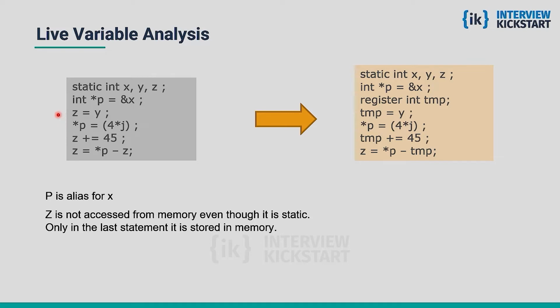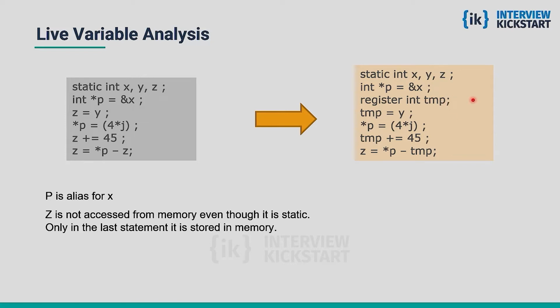You can see that z, which is a static variable, is frequently accessed. Okay, and so let's see what live variable analysis and alias analysis will result in when your compiler is optimizing it. So first thing is that it introduces a temporary register variable. This is not exactly handwritten C code. This is the logic that the compiler will generate in the assembly code.